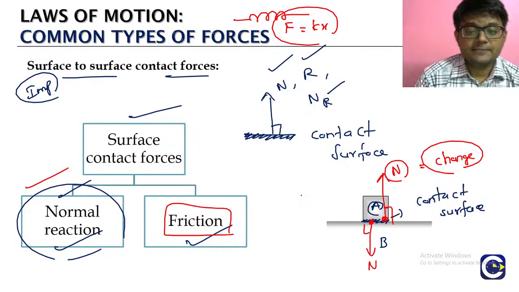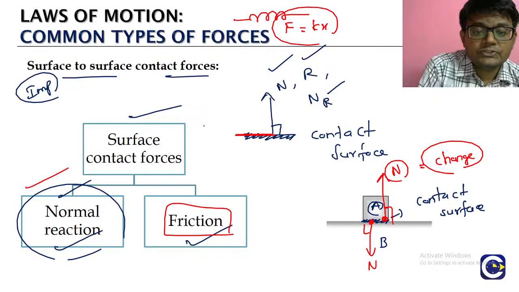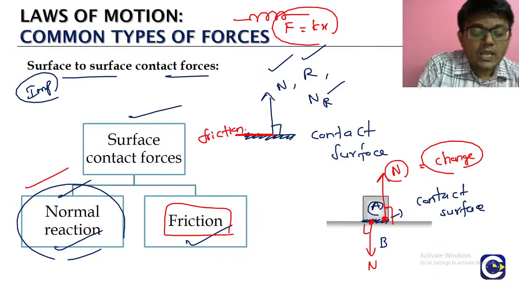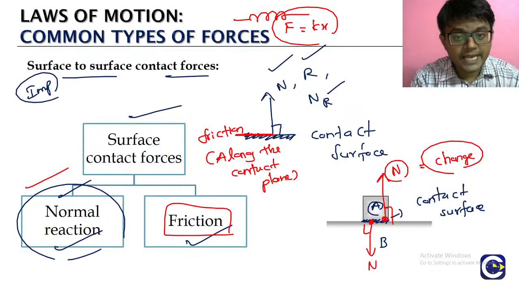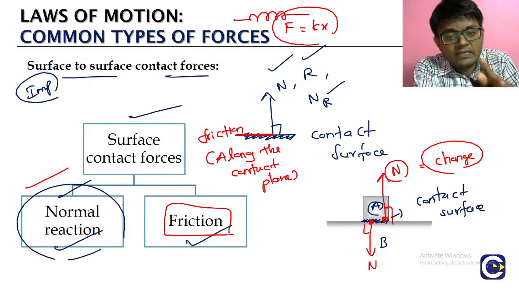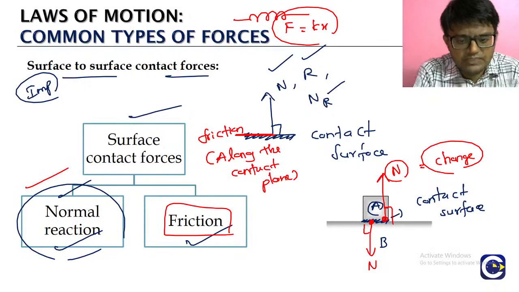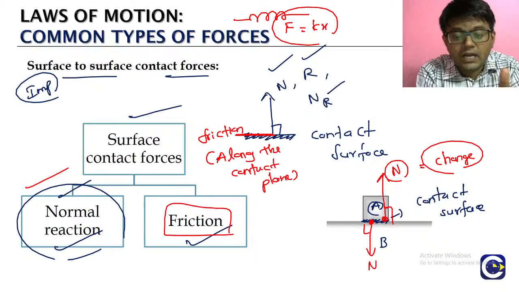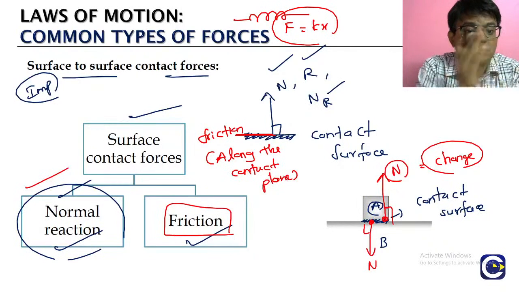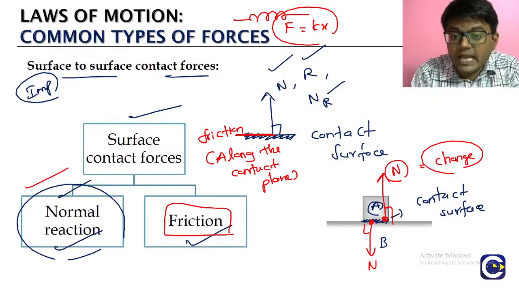This frictional force will be the contact force which will act along the contact plane. So how is the frictional force going to act? It will act along the contact plane. From our lower standards, if we have some idea about friction, you will know that when there is a motion between two surfaces, friction will try to oppose the motion. We'll study friction in detail later, but it is going to act along the contact plane. That is the reason why we are splitting them into normal reaction, which will be perpendicular to the contact plane, and friction, which is going to act along the contact plane.